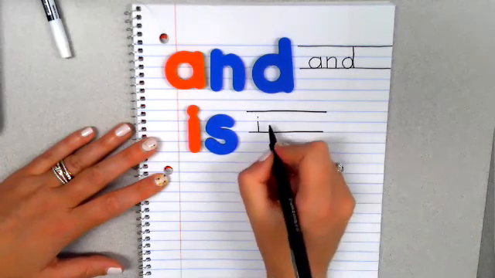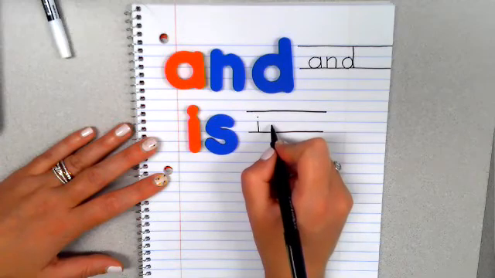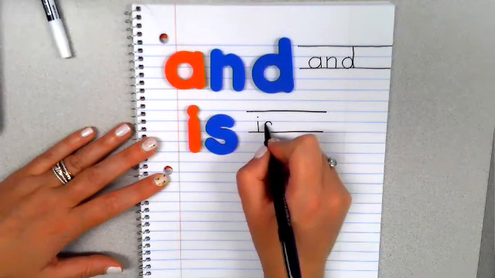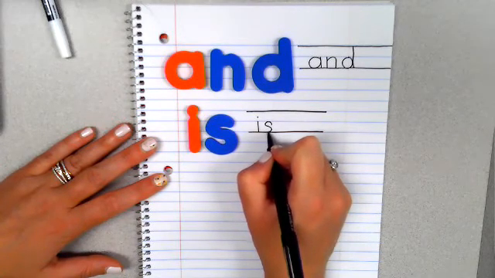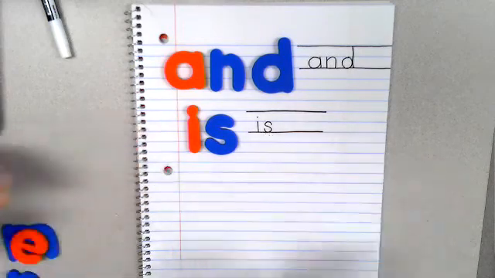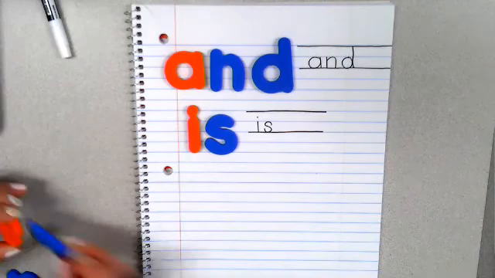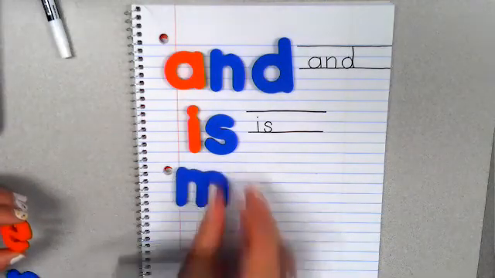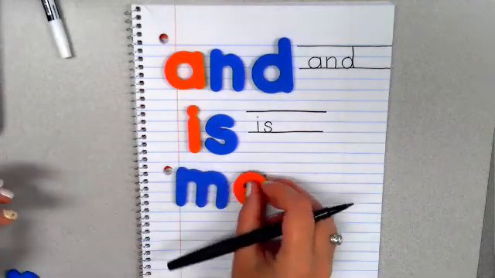To make our S, we're going to start right below the belt line, pull up, down and around to touch the shoe line, and then slightly up. Is. I'll do one more for you. Make the word me.